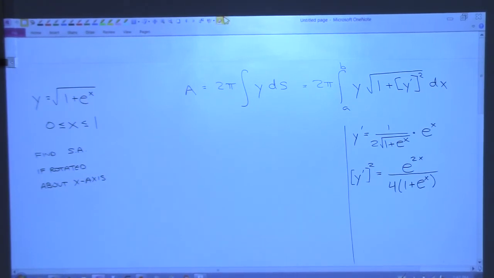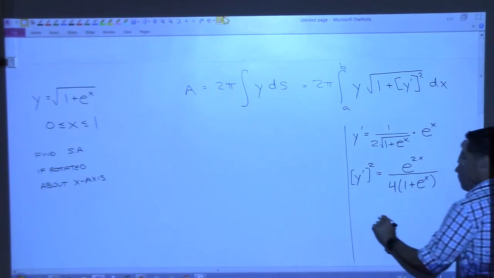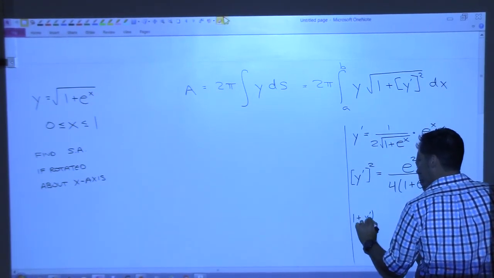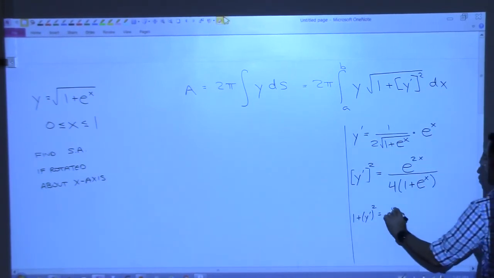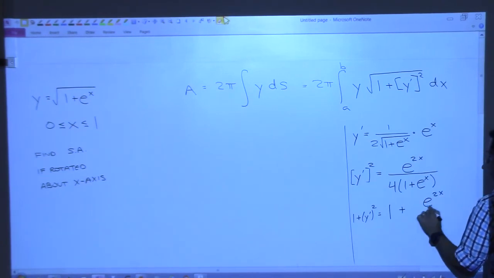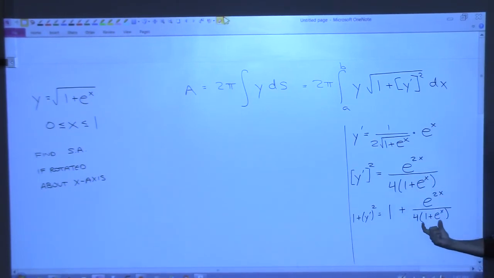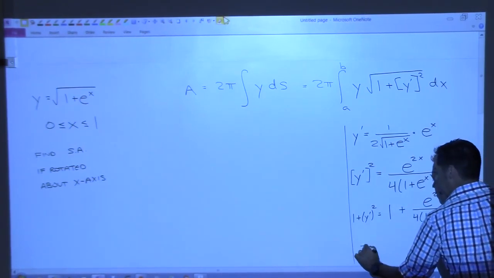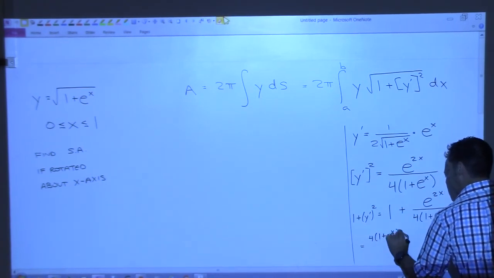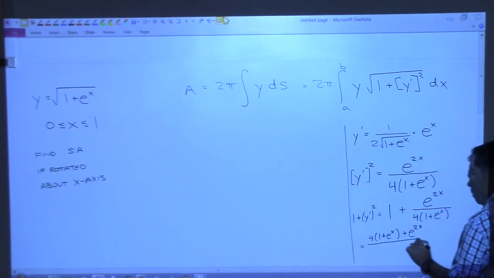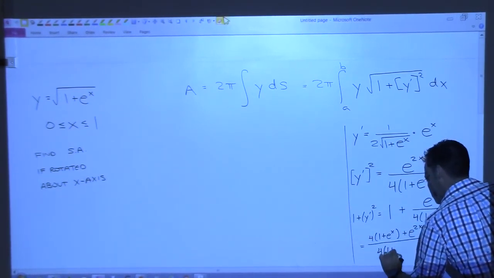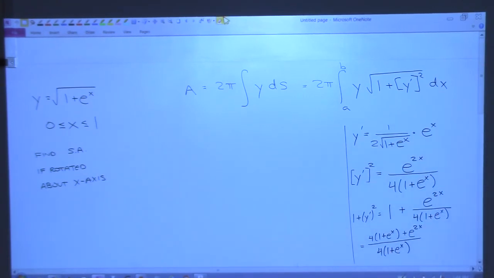And then I'm supposed to put 1 plus that somewhere, right? 1 plus that derivative, in parentheses, squared, equals... okay, so if I take 1 and I add to it e to the 2x over 4 times 1 plus e to the x, that's the derivative squared right there. I'm adding 1 to it. I'm going to do a common denominator again. So I'm going to take this 1 and rewrite it as this over itself. So we should get 4 times 1 plus e to the x plus e to the 2x, all over 4 times 1 plus e to the x. So that's what I would get if I put them together, right?